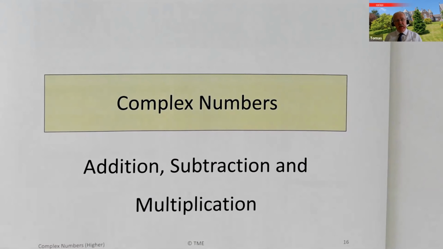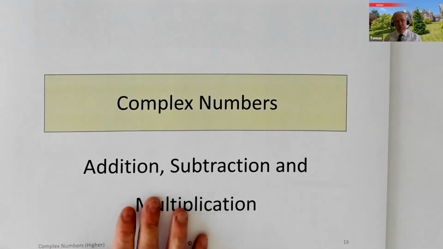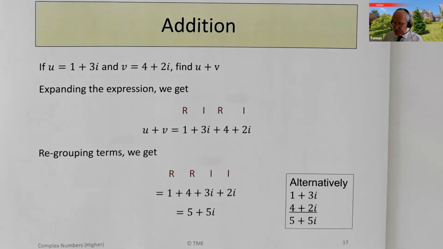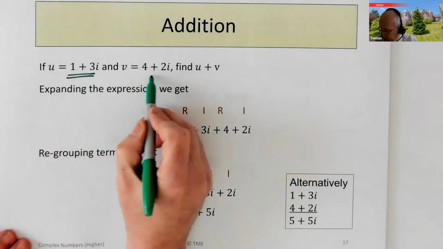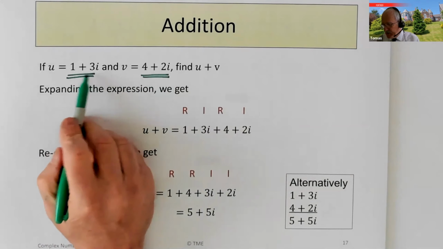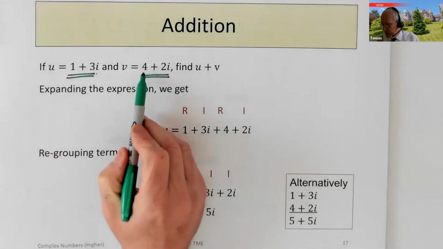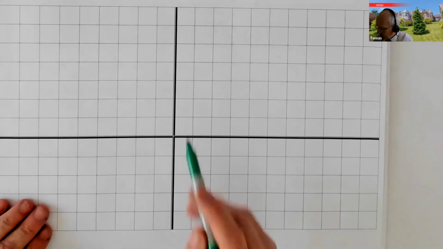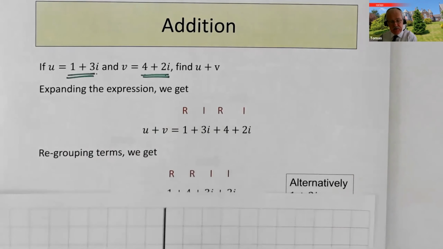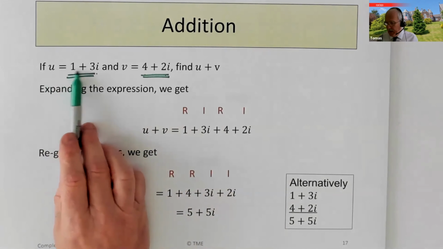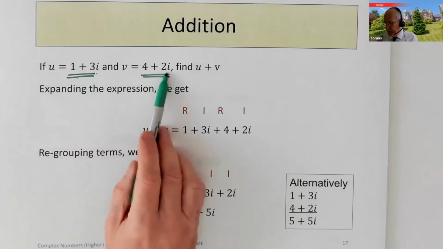The next task that they give you with complex numbers is addition, subtraction, and multiplication. Addition is something that you did way back in primary school, so it isn't difficult, but there are two parts. You've got a real and an imaginary part. So here we're asking for 1 plus 3i and 4 plus 2i. You can consider this in many ways like apples and oranges. Una has 1 apple and 3 oranges, and Vincent has 4 apples and 2 oranges.